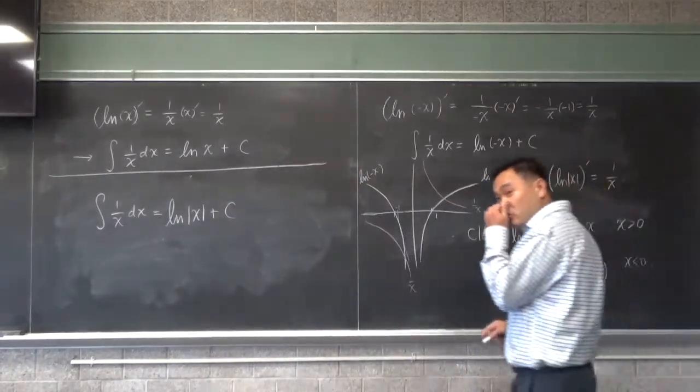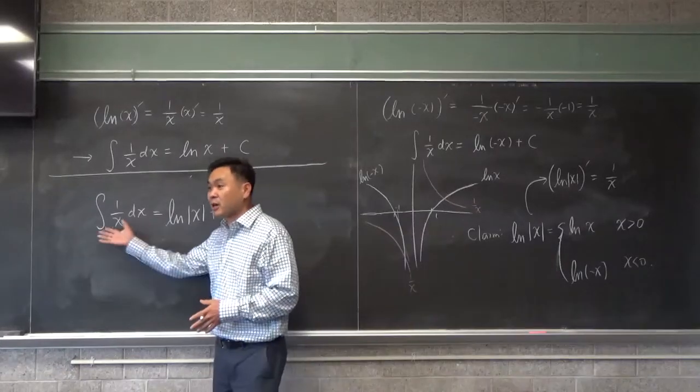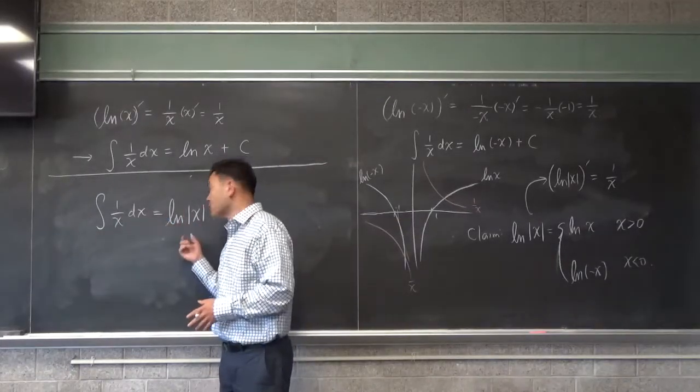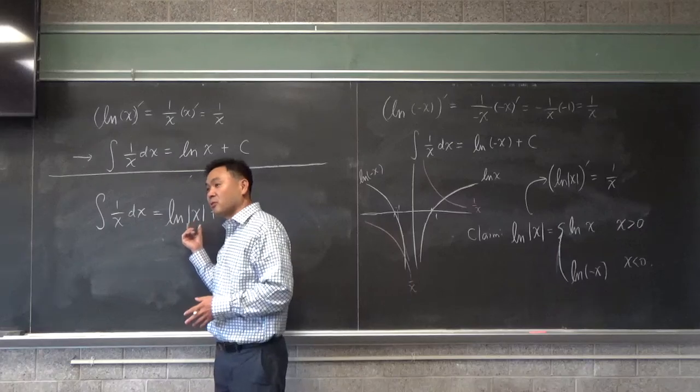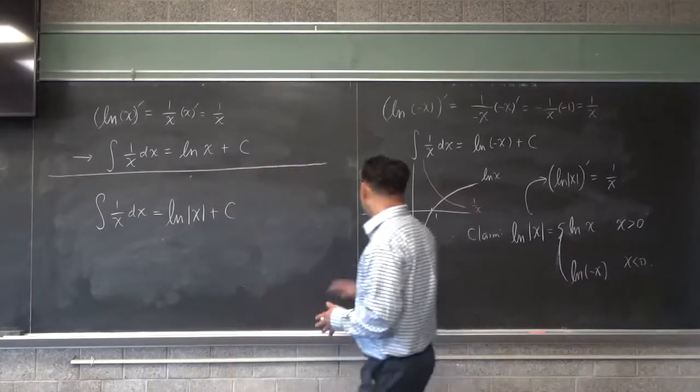So that's what we're going to do every time. When you have a statement with logarithms, you should really have the absolute value because of this graph.